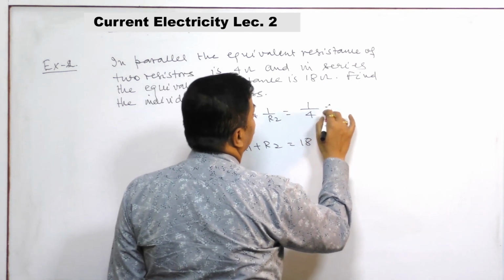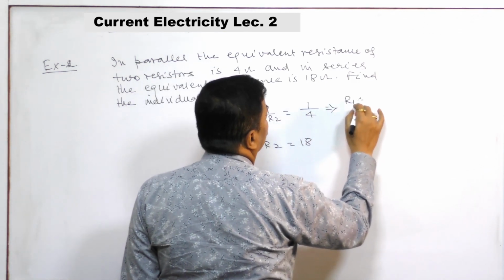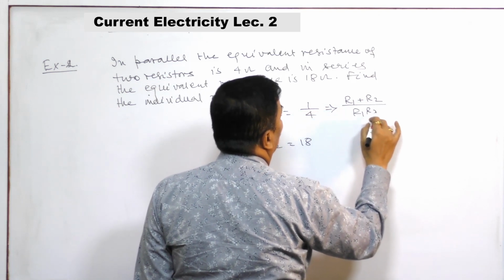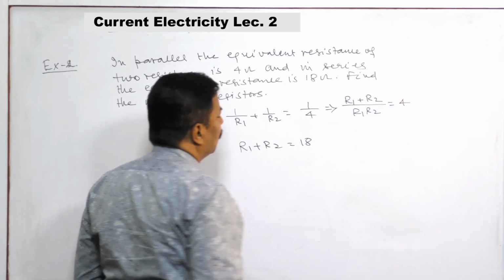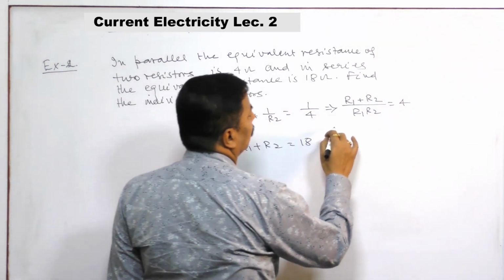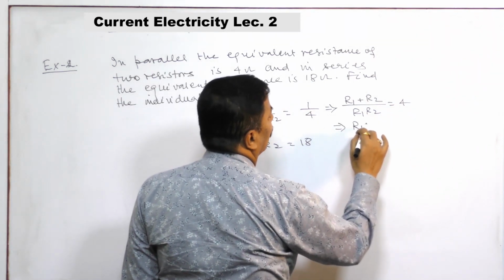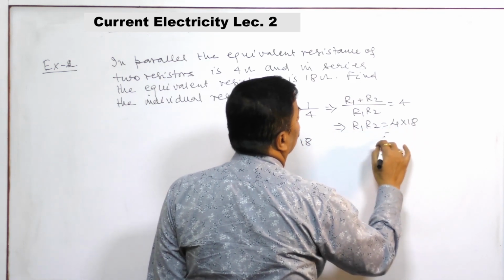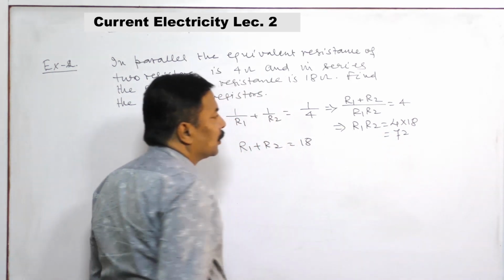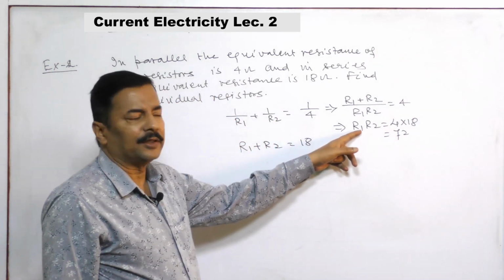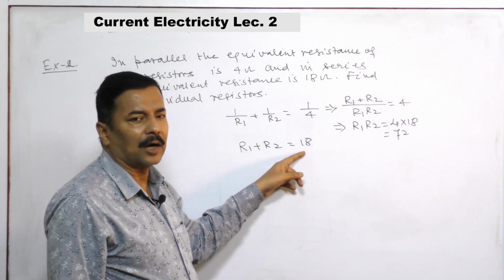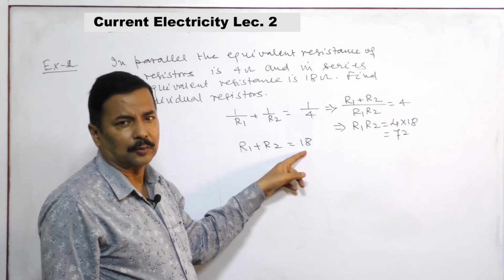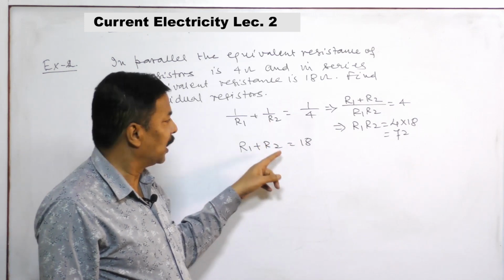Here you can write R1 plus R2 by R1 R2 is equal to 1 by 4. Put the value of R1 plus R2, you will be getting R1 R2 is 4 into 18, that is 72. So R1 R2 is 72 and R1 plus R2 is 18. Now you can easily find R1 and R2.